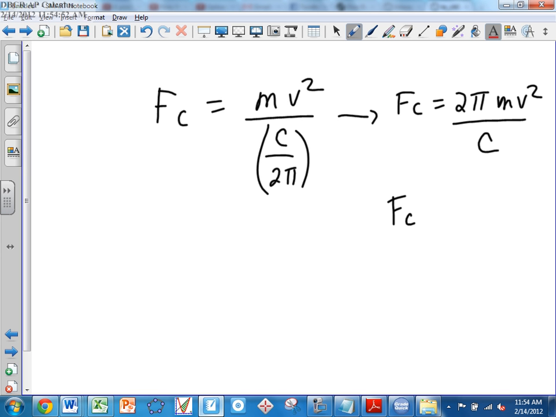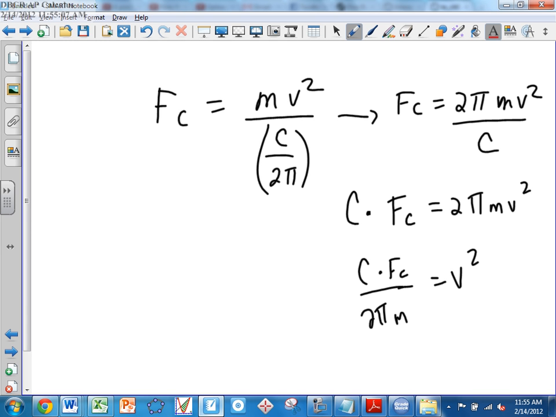Multiply it. Good. How do I get rid of the 2 pi m? Divide it. Good, because I'm going to be left with 2 pi m v squared here. Divide by 2 pi m: c Fc over 2 pi m equals v squared. And do what? Square root. Very good. Get rid of the square, put the square root.